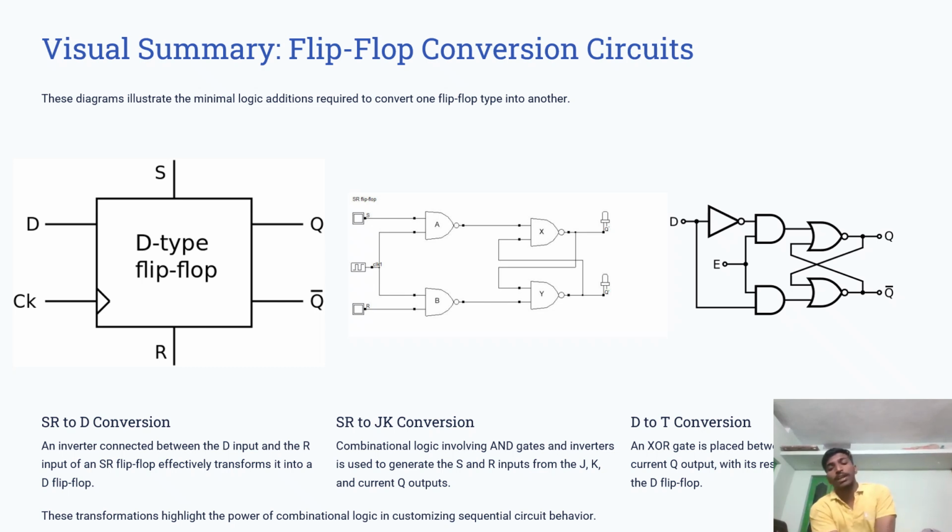D to T conversion. An XNOR gate is placed between the T input and the current Q output, with its result feeding the D input of the D flip-flop. These transformations highlight the power of combinational logic in customizing sequential circuit behavior.